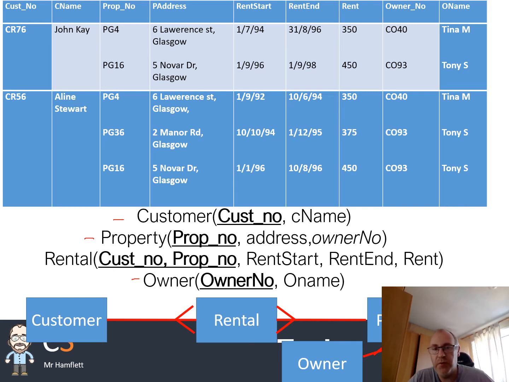Now initially we might put the rent with the customer, but then we get all this duplication of information, which isn't what we want. Therefore, we create a rental thing, because a customer can rent a property, and can rent many properties, and a property can be rented by many customers, because we've got that when it's many.